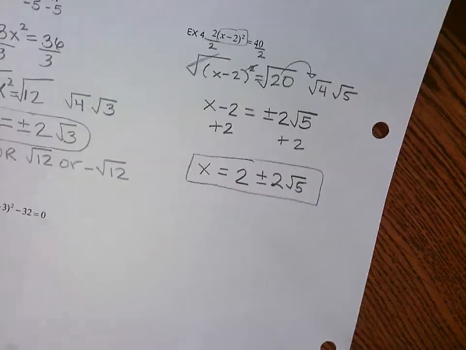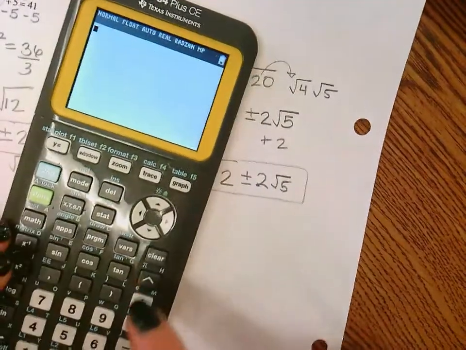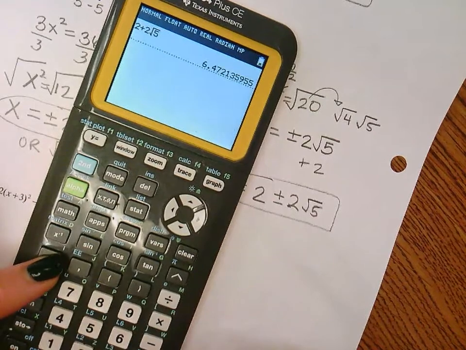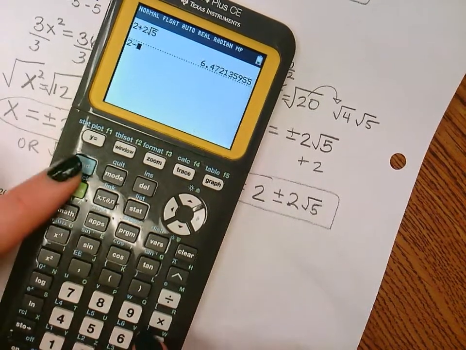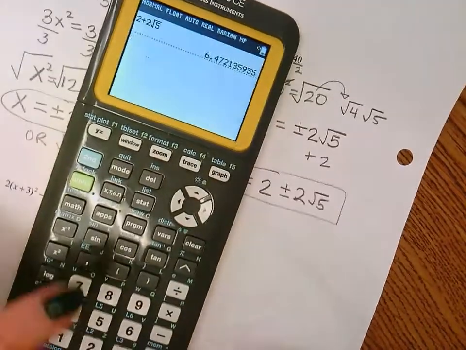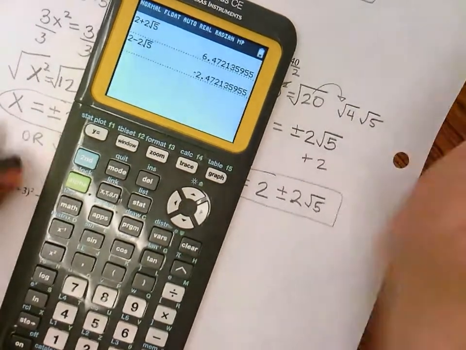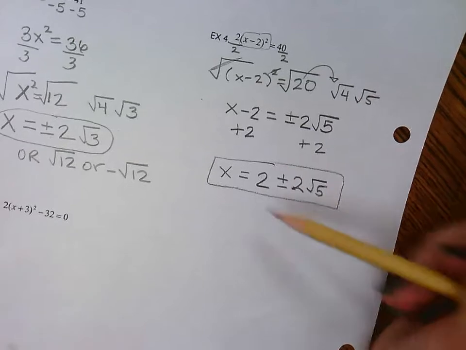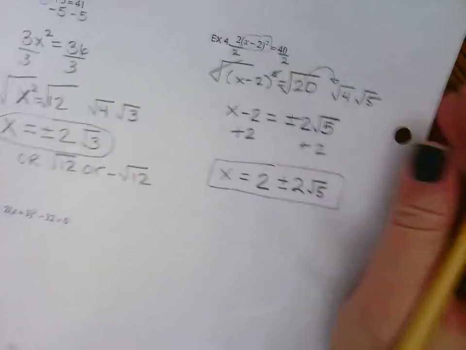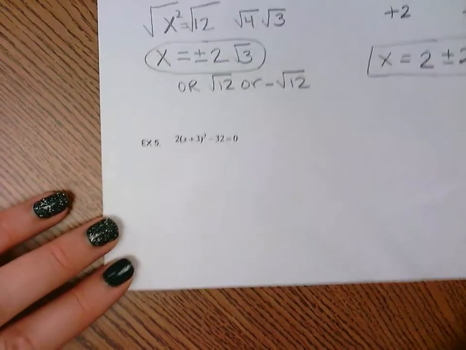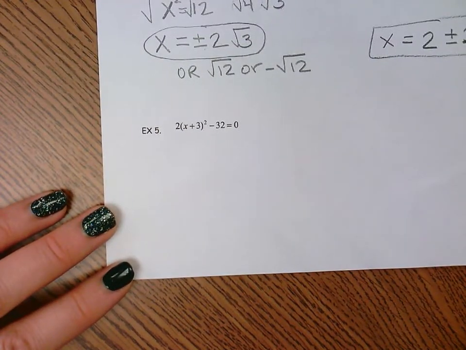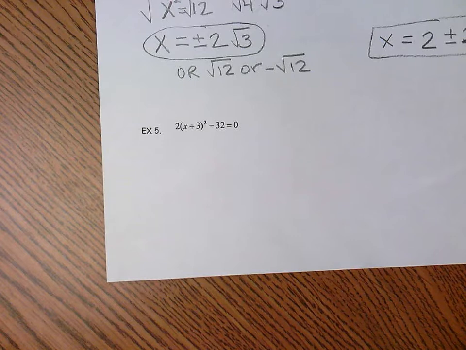What does that even mean? It just means I could take on my calculator 2 plus 2 root 5, which is what, 6.47, 2 minus 2 root 5, which is negative 2.47, right? So those are just my x-intercepts on my graph. This is just the exact representation of that decimal. All right, so this would be a good time to pause the video and try example 5 for yourself before I go through the answer for you.